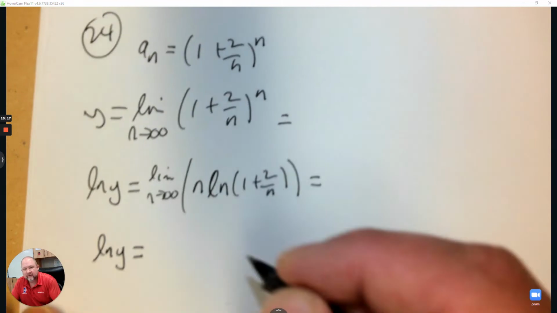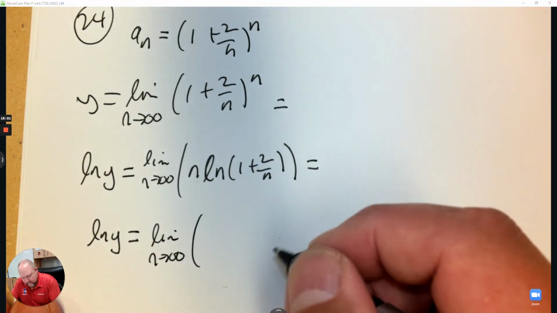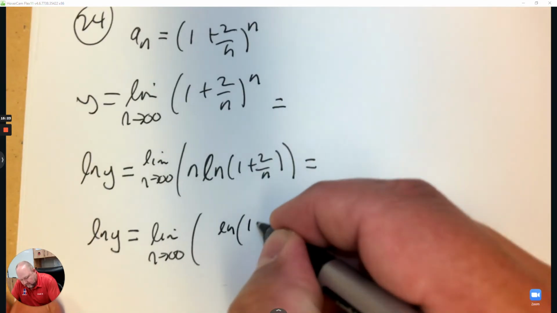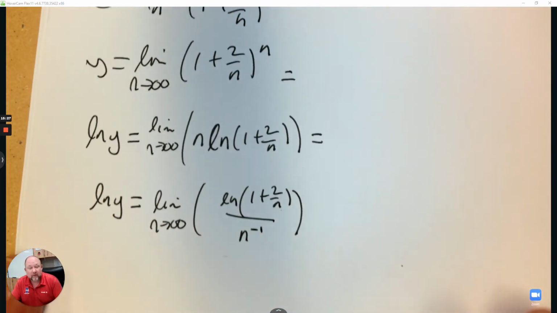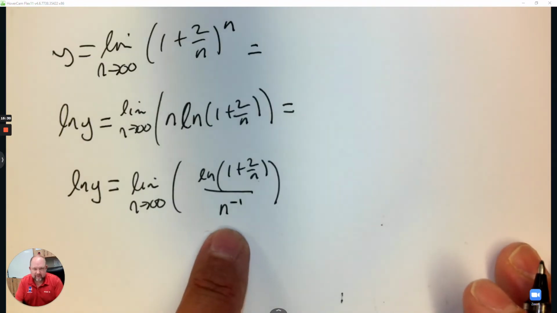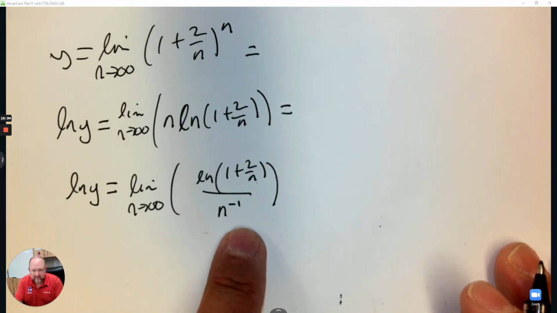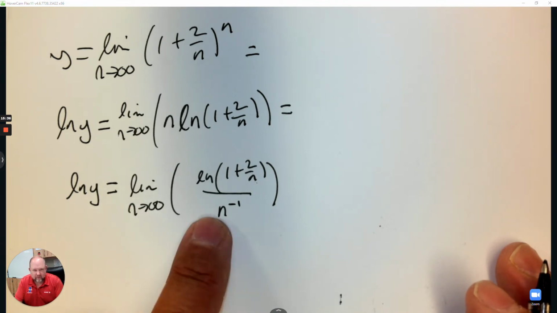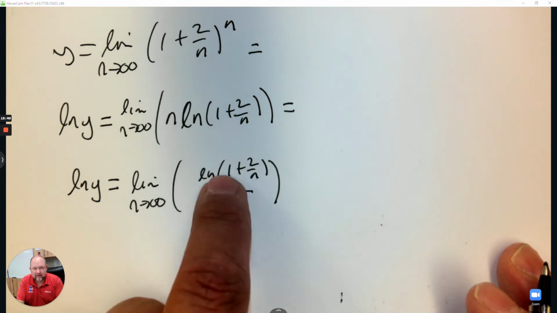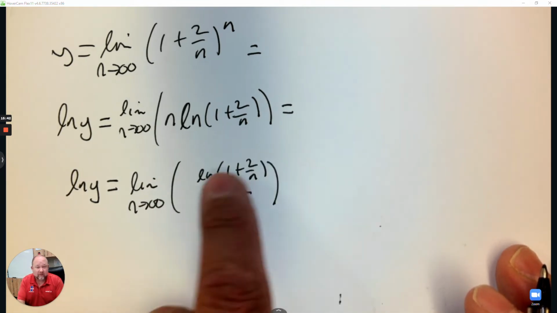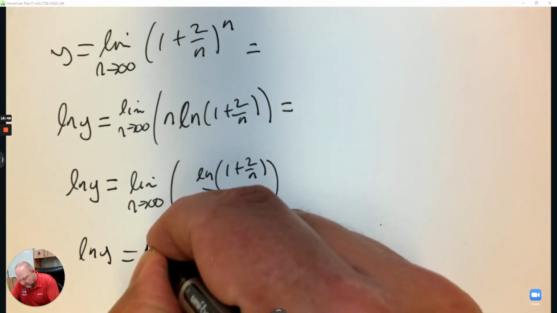So the left side is just going to be what it is for now. I'm going to work with the right side. I have the logarithm in the numerator, and I'm going to write n to the negative 1 in the denominator. So I have a ratio, so I can see if it's L'Hopital's rule. n to the negative 1, 1 over n, the end behavior is going to 0. Here, 2 over n is going to 0, and ln 1 is 0. This is actually 0 over 0, which is indeterminate, which means I can take the derivative of the top and bottom.